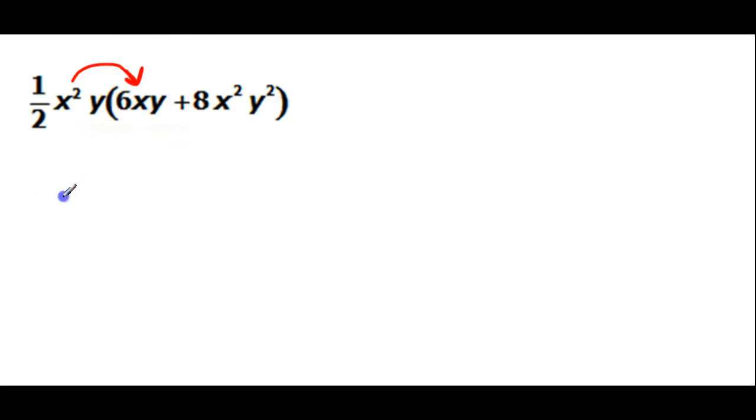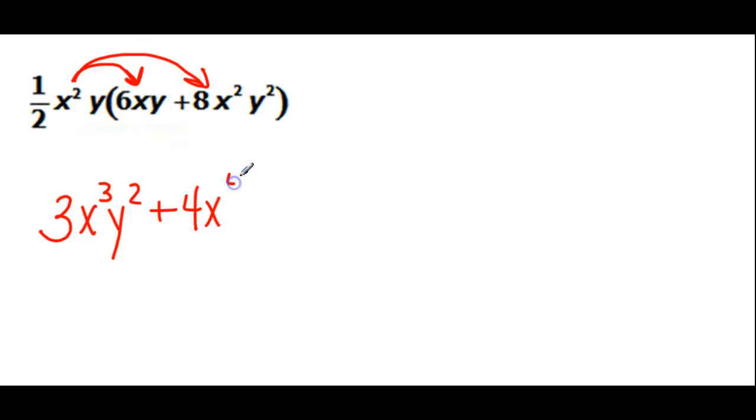So half of 6 is 3. X squared times x is x cubed. And y to the first times y to the first is y to the second. Skip over to the next term. And half of 8 is 4. X squared times x squared is x to the fourth. And y times y squared is y cubed.